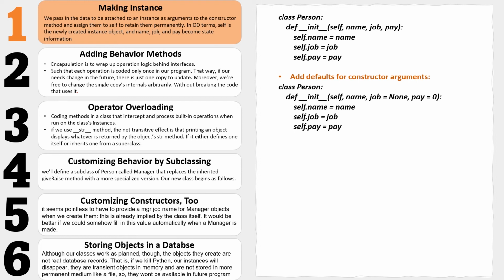Then what this code means is that we will need to pass in a name when making persons, but job and pay are now optional. They will default to None and 0 if omitted. So I think these first two steps are clear.